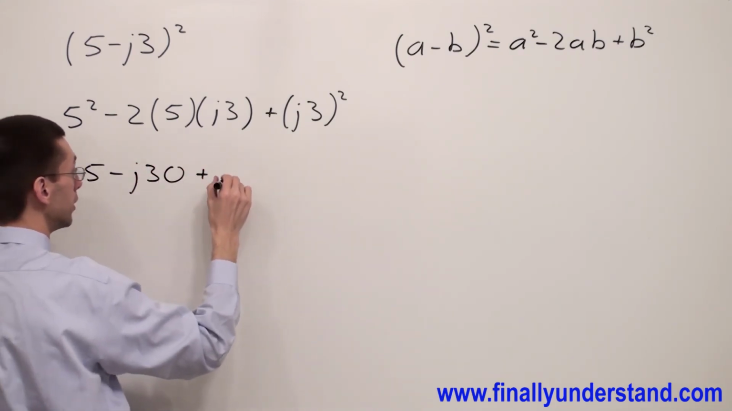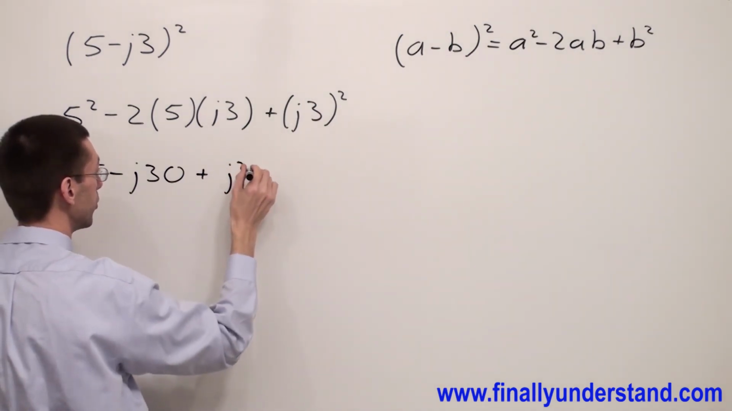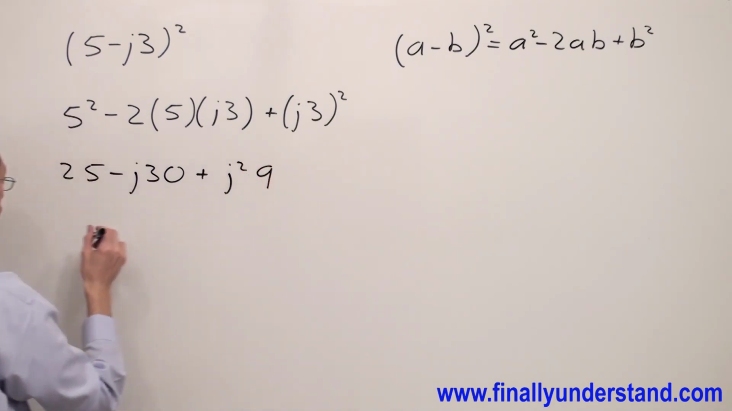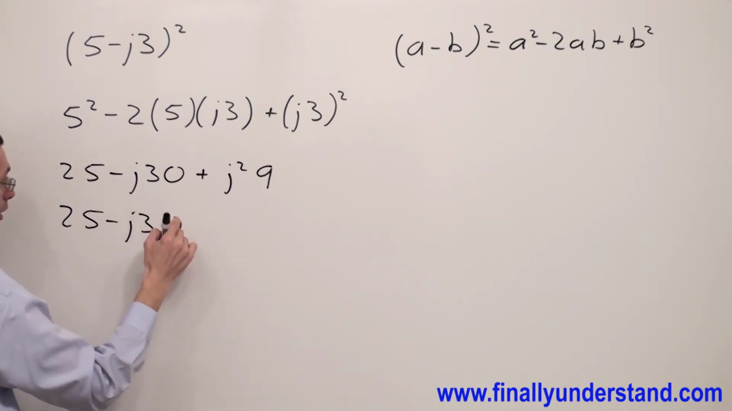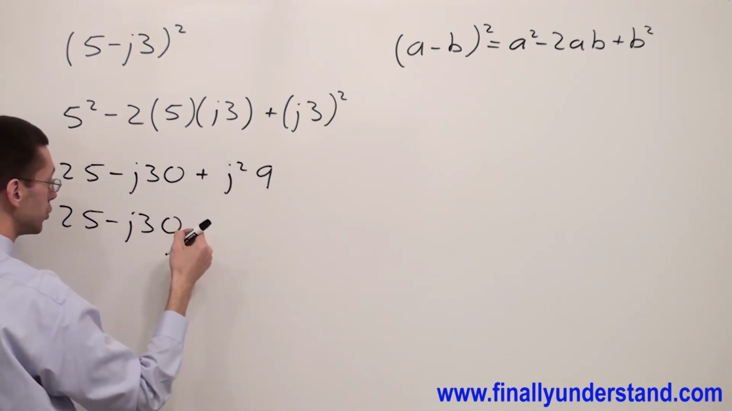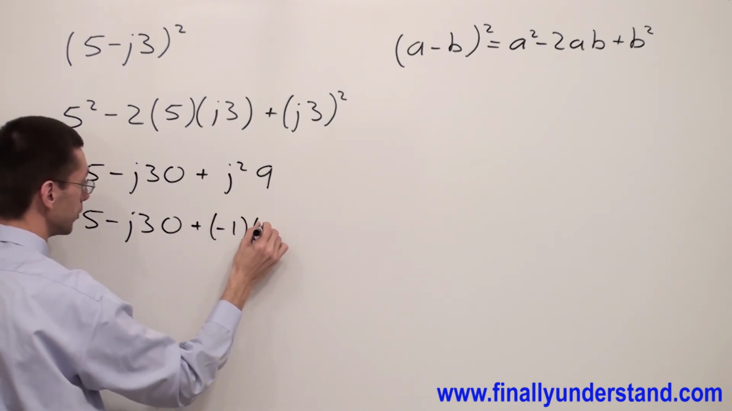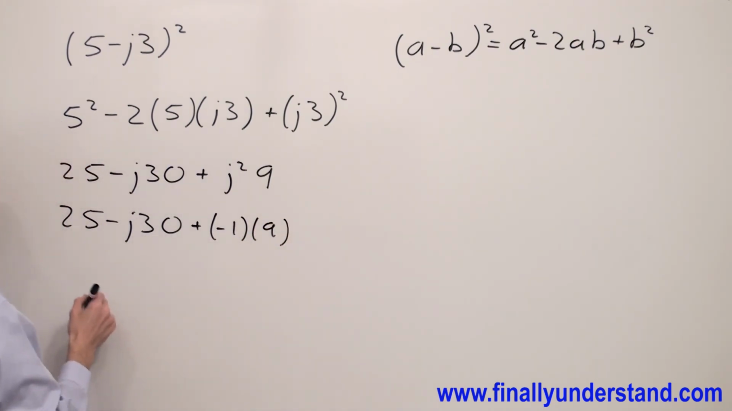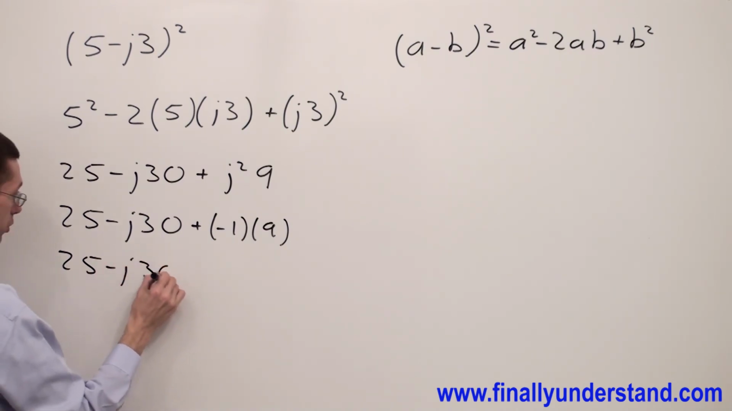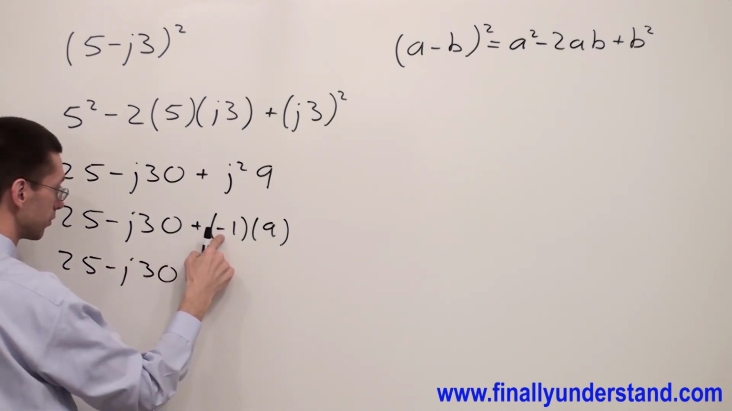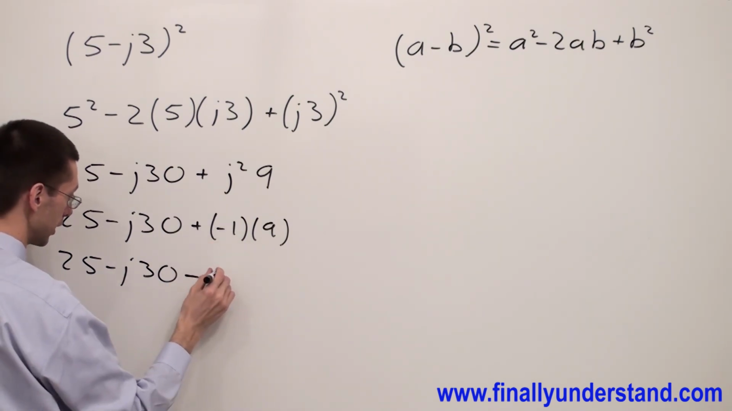plus j to the second power is what? j squared, and 3 to the second power is equal to 9. So I have 25 minus j30. j to the second power is equal to negative 1. So I have plus negative 1 times 9. I have 25 minus j30, positive times negative gives me negative, and 1 times 9 is 9.